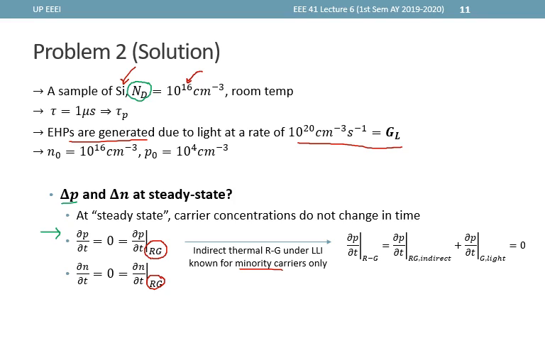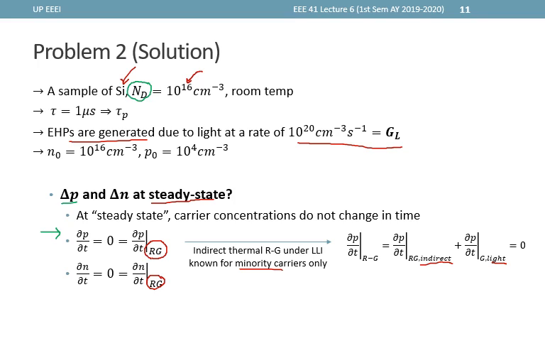Now, the net change in minority carrier concentration with respect to time is a function of both the indirect thermal RG and the generation due to light. And since we are dealing with a problem at steady state, again, its sum must be equal to 0. Okay?